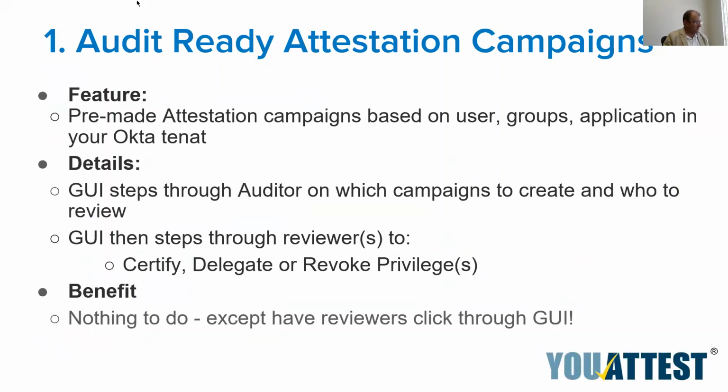Okay, so the first feature, and let me just tell you that we're not going to be covering all the features that are there. We're just going to cover a couple of features. I'm going to go over the audit feature. The first feature is the auto audit feature within YouAttest, which allows users to review an application, a user, or a group campaign. And this can be either an Okta-based or a CSV-based campaign, whichever way you want to go.